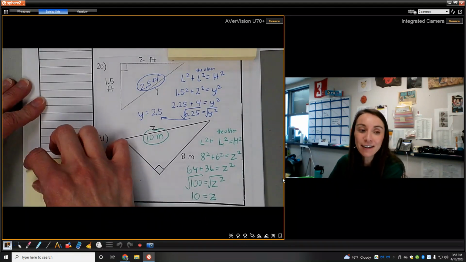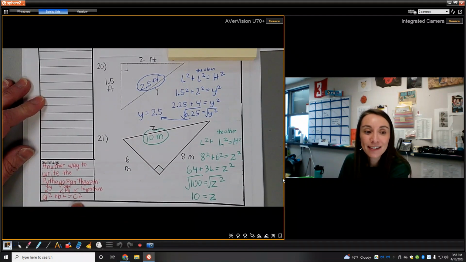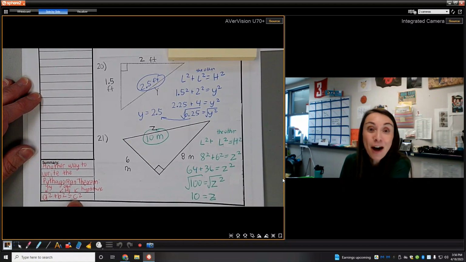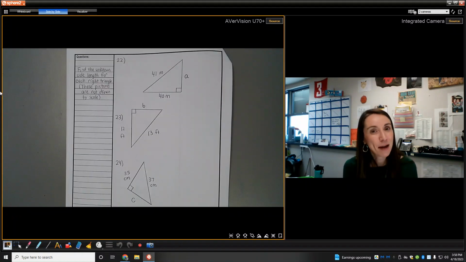For the summary, I want you to write this down. Another way to write the Pythagorean theorem is a squared plus b squared is equal to c squared. Label this a as the leg, label the b as the triangle's other leg, and label the c as the hypotenuse. All right, Math Masters, it's now time for your final challenge within this topic.